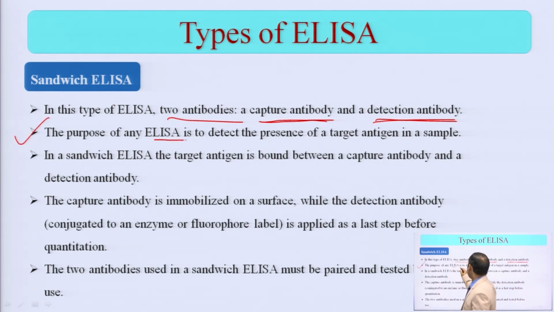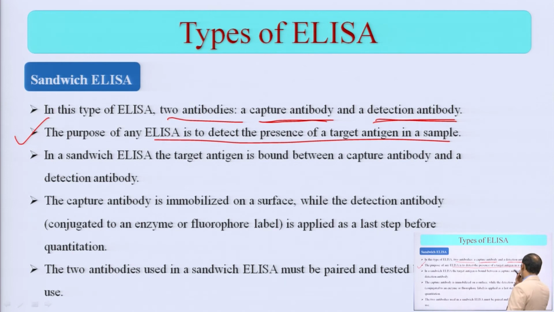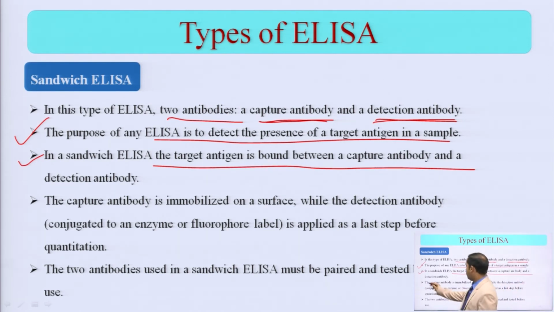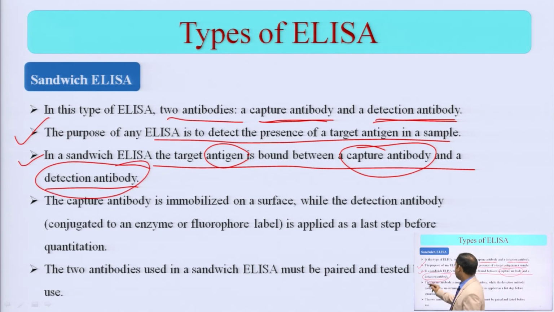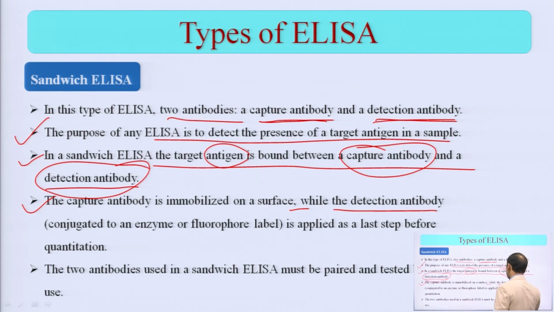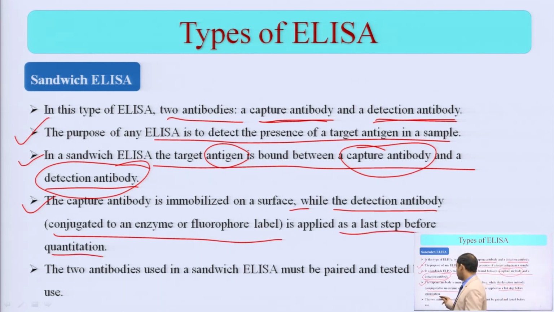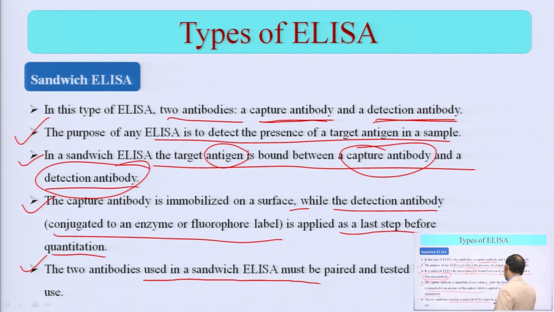The purpose of any ELISA is to detect the presence of the target antigen in a sample. In sandwich ELISA, the target antigen is bound between the capture antibody and the detection antibody. I will tell you with the picture. Whatever the antigen, it will be in between the capture antibody and detection antibody. The capture antibody is immobilized on the surface, while the detection antibody, a conjugate of enzyme or fluorophore label, is applied as a last step before quantification. The two antibodies used in sandwich ELISA must be paired and tested before use.